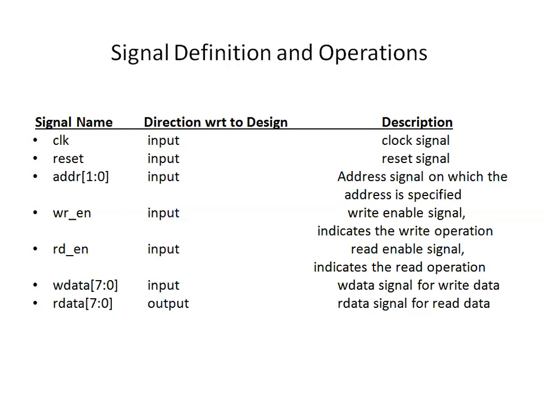If we enable the write signal, then we are able to write the data, which indicates the write operation. If we enable the read signal, then we can read the data, which indicates the read operation. And W data and R data are the signals for write data and read data specifically.